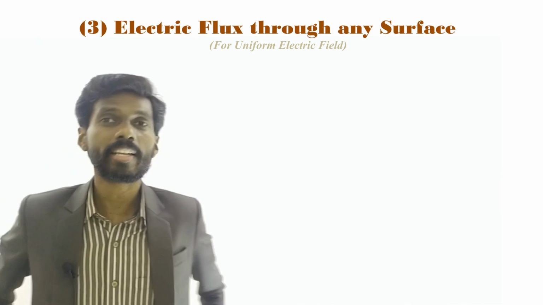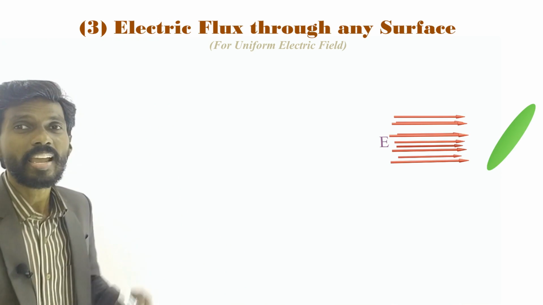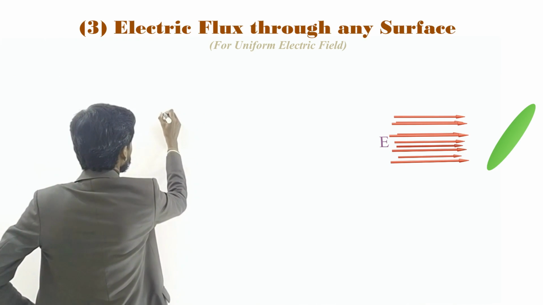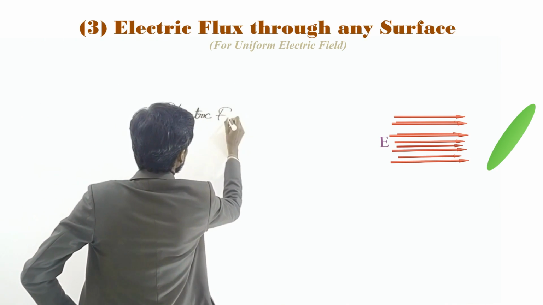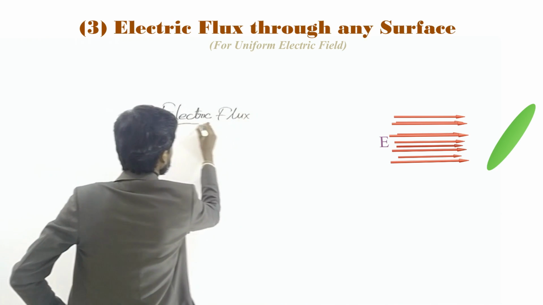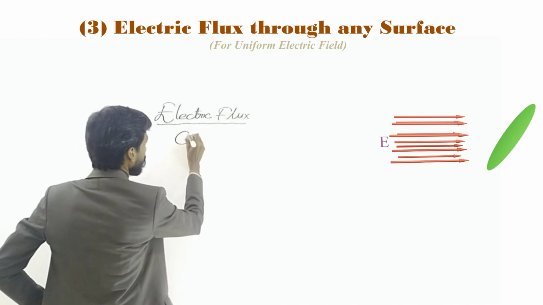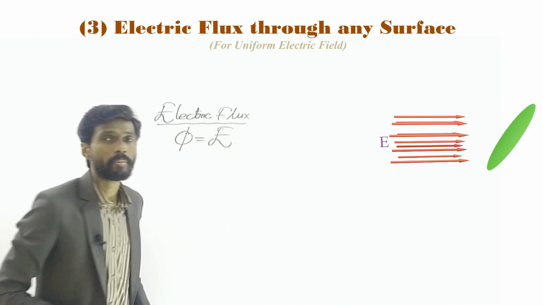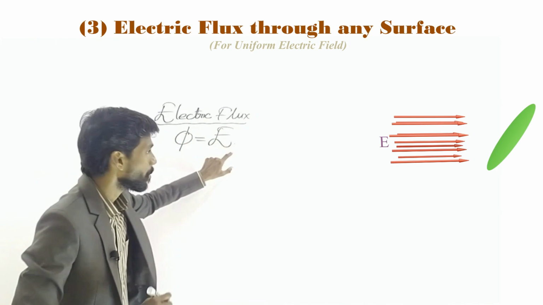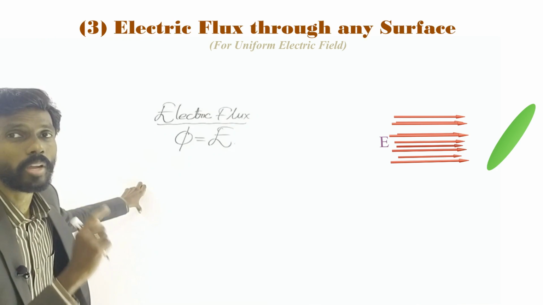So this is the most general case of electric flux, where the electric field is neither parallel to the surface nor perpendicular to the surface. In this case, what is the electric flux? Let us find a formula for the electric flux in this case. Here the surface is not perpendicular to the electric field. So what is the formula? The flux is equal to the electric field strength multiplied by the area, E multiplied by area, but that is only when the surface is perpendicular to the electric field. But here it is not the case.